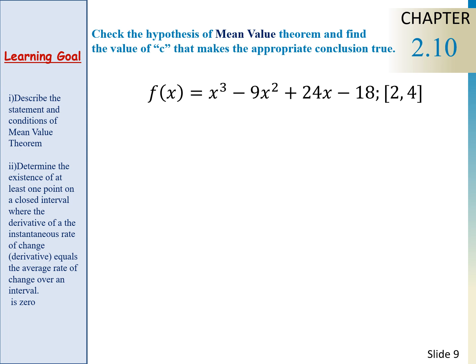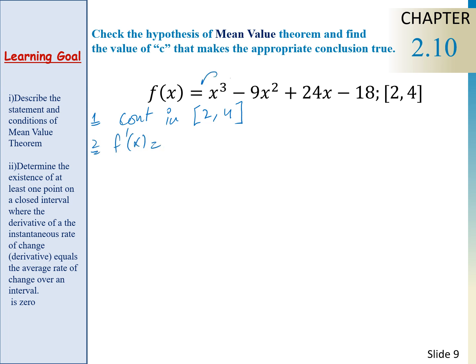Let's try to solve one more question to clarify our concepts. So the first thing, yes, the function is polynomial. It is continuous everywhere. So you will write continuous in the given closed interval 2 and 4.